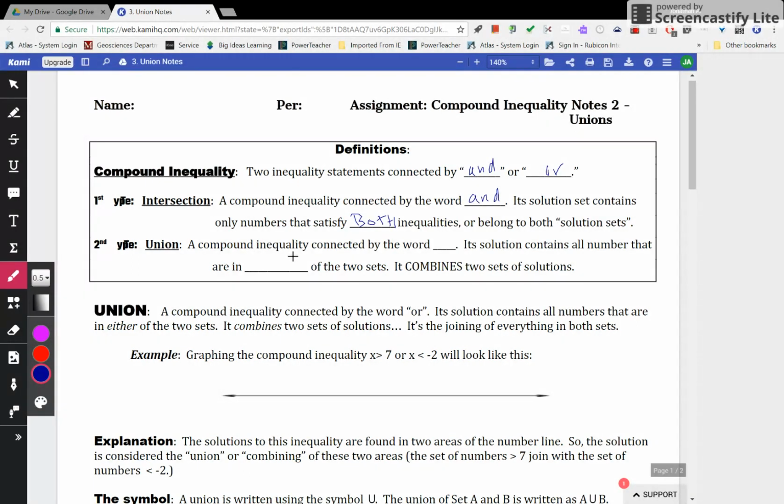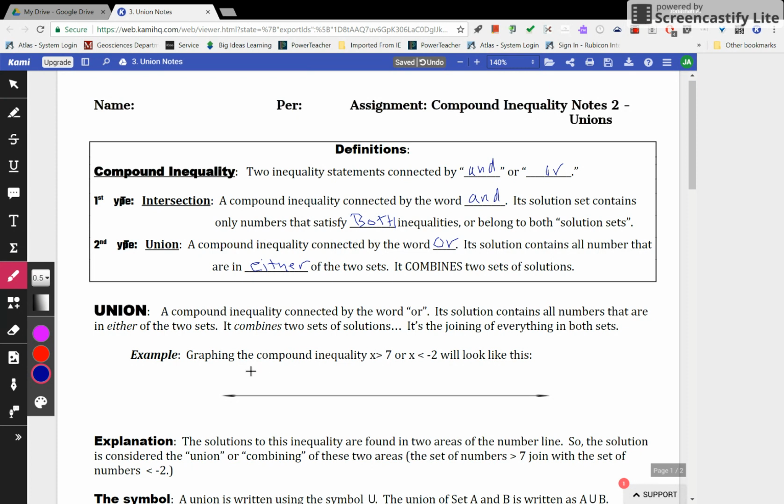So a compound inequality connected by the word "or": its solution contains all numbers that are in either of the two sets. Sometimes it's in both sets, sometimes it's only in one of the sets. It does not matter. A solution can be in either one of the sets or both of the sets. So it combines the two sets.